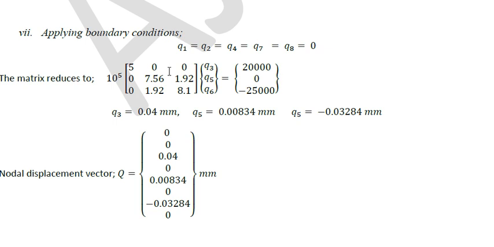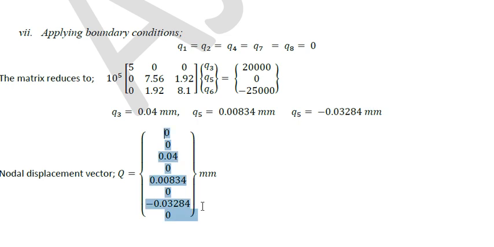So there are 3 unknowns and 3 equations, so we have to take a calculator and calculate. Since we are maintaining millimeters, we get Q3 as 0.04 millimeter, Q5 as 0.00834 millimeter. This is Q6, sorry, Q6 is minus 0.032484 millimeter.